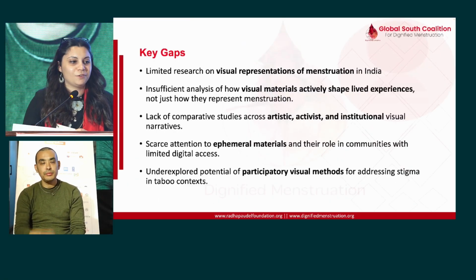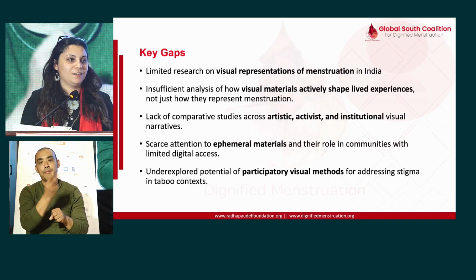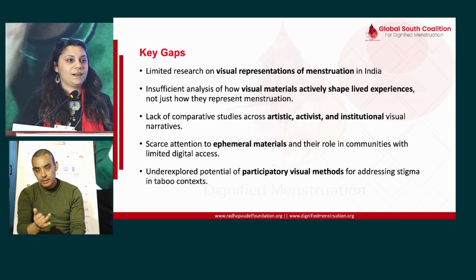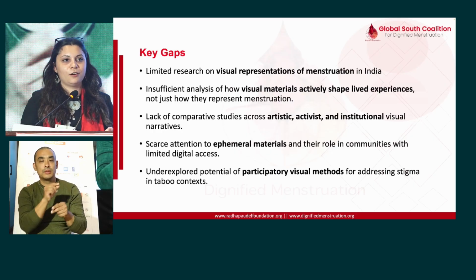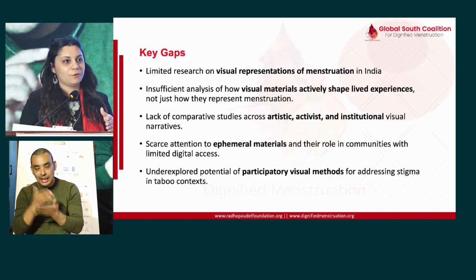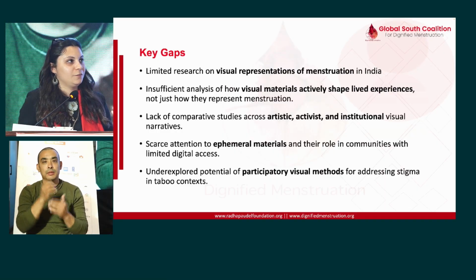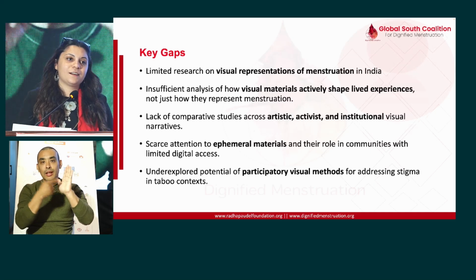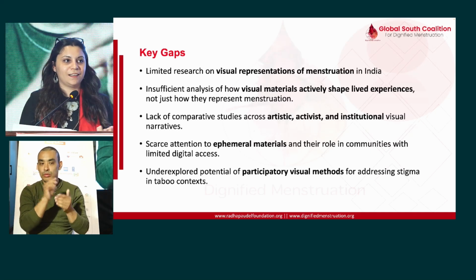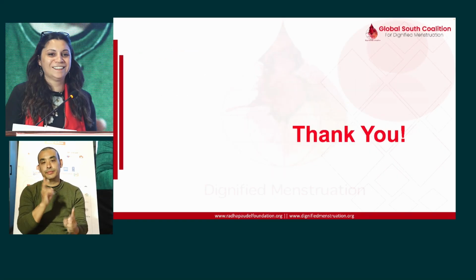I have just 8 seconds, but why did I choose to use images to study menstruation in India? First of all, because there is not research on this topic. There is a lot of research about menstruation, of course, but not about images and visual representations. And also, as I showed you in the first image, artists are creating very provocative work, and I think it's very difficult to find them, and it's important to show these artworks. And I will stop here.